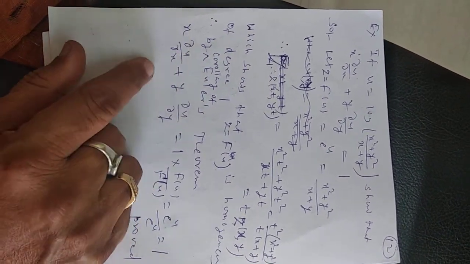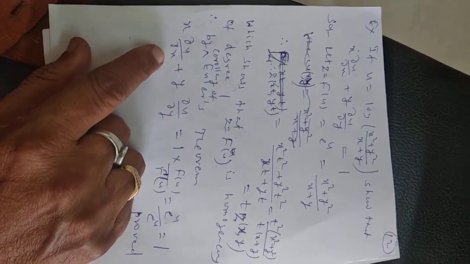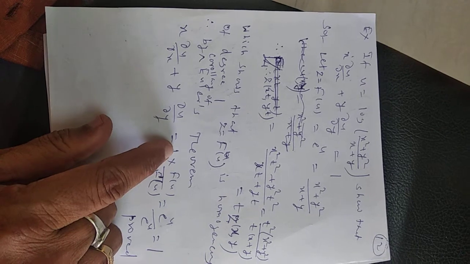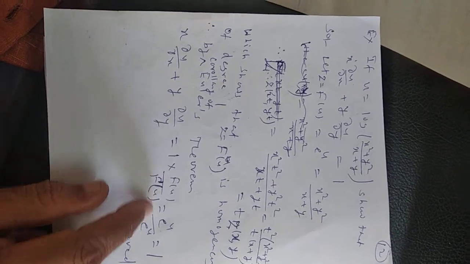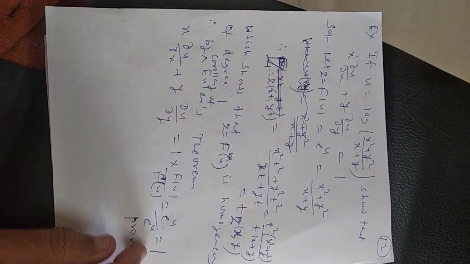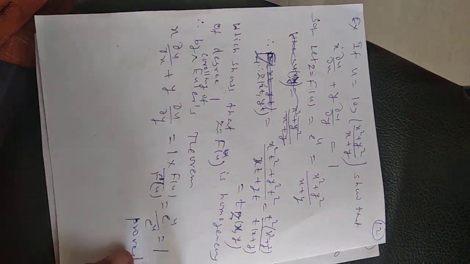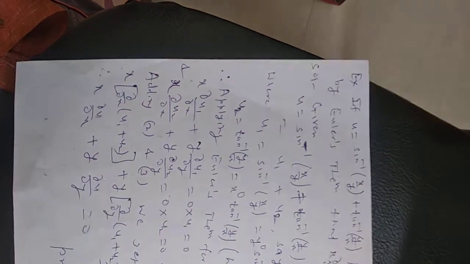And therefore by the corollary of Euler's theorem, x ∂u/∂x + y ∂u/∂y = n f(u)/f'(u), n is 1, so 1 into e^u by e^u, that is equal to 1. f(u) is e^u, therefore f'(u) is also e^u. So the result is proved.